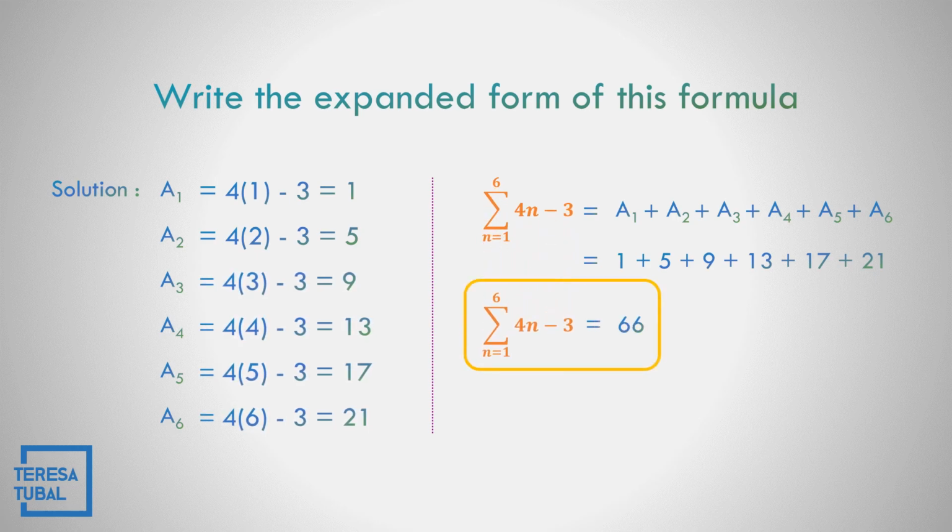So the summation of 4n minus 3, n equals 1 to 6, the answer is equal to 66.